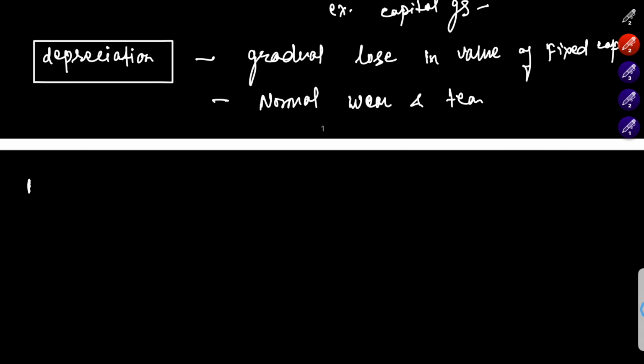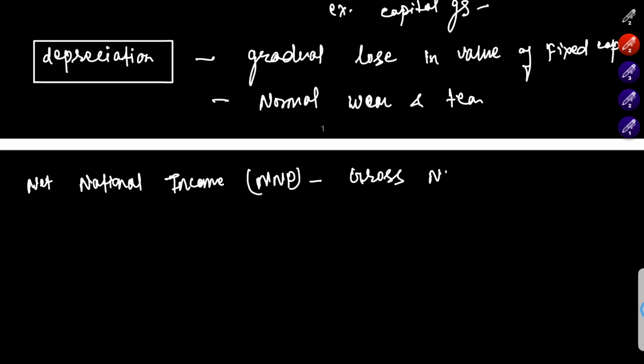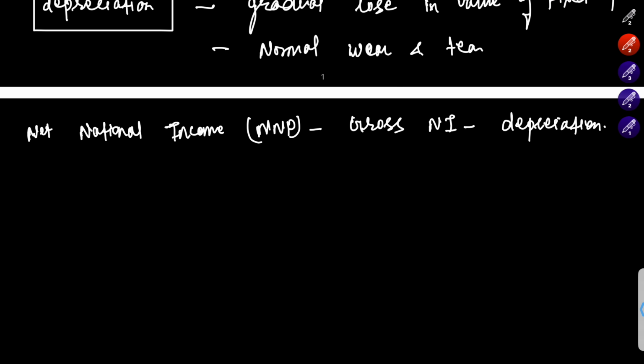So when we have to calculate net national income, which is NNP, we have to deduct the depreciation of fixed capital from gross national income. So gross national income minus depreciation of fixed capital. Okay.